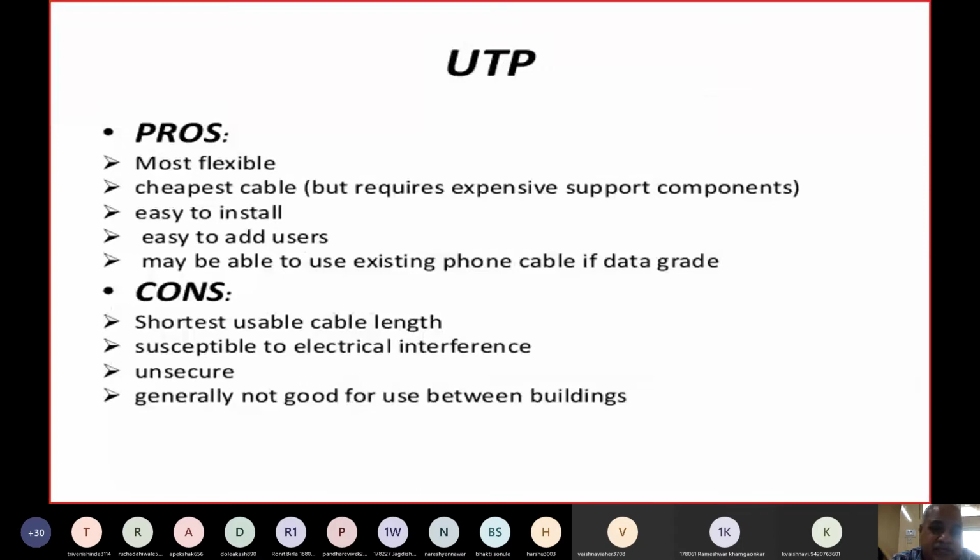Then if you see some advantages, disadvantages, or pros and cons: it is most flexible, the cheapest cable, easy to install, and easy to add users. That means you can add connections as and when you require. You may be able to use existing phone cables if the quality is good. Then there are certain disadvantages. The shortest usable cable length: you cannot increase this over a longer distance, because the maximum limit is what data can be transmitted without attenuation, where signal strength can be recovered without any problem. So here you go for a maximum 100 meters length.